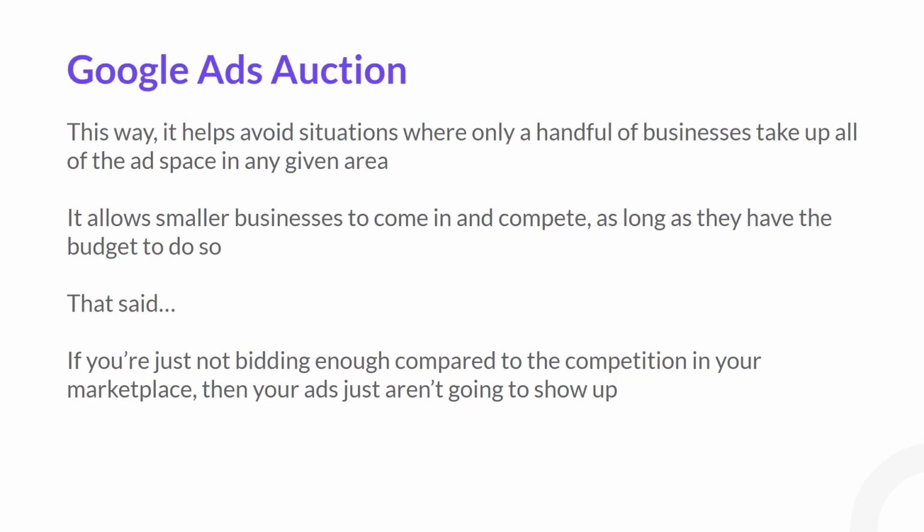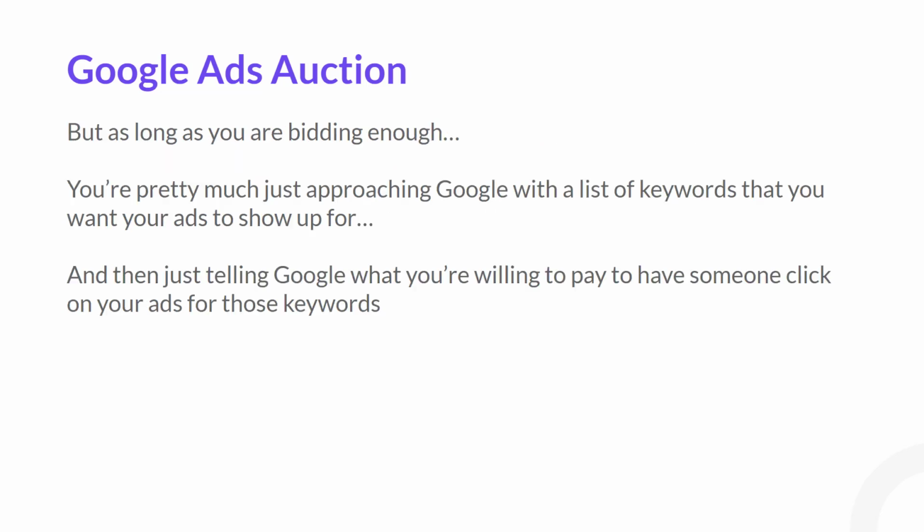But that said, if you're just simply not bidding enough compared to the competition in your marketplace, then your ads just aren't going to show up. Like if the average cost per click and the average bid that people are willing to pay within your local market is $14 a click and you're only bidding $8 a click, Google's going to show the people that are willing to bid $14 a click over you. So understanding roughly how that works, you should be in a good place.